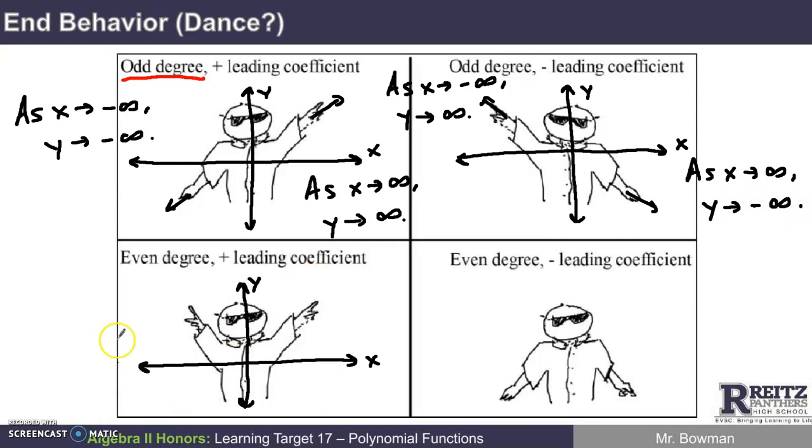Now, what if the degree is even? Well, if the degree is even, then the end behavior is the same for both positive and negative x's. If the leading term is positive, then the end of the function looks like the gentleman's arms here. So as x approaches negative infinity, y approaches positive infinity, and as x approaches positive infinity, y approaches positive infinity.